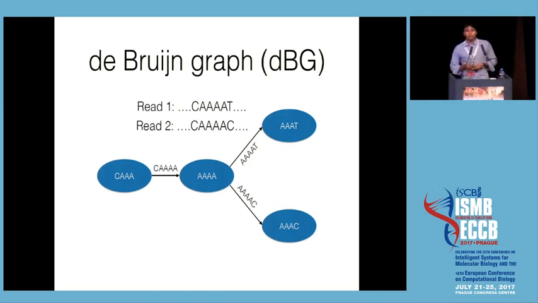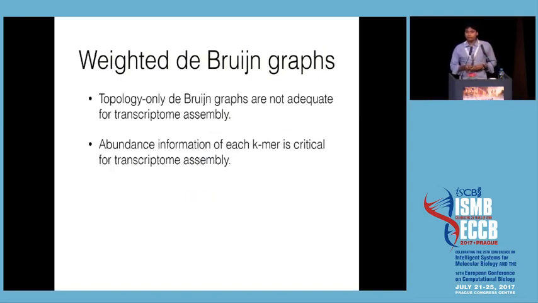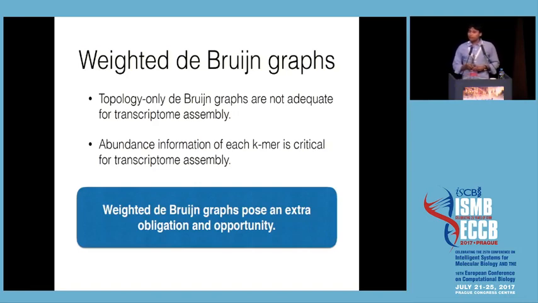However, there are many applications or analyses that need a little more information in the de Bruijn graph. For example, for transcriptomic analysis, topology-only de Bruijn graphs are not adequate, and they need the abundance information of each k-mer in the underlying data set. Storing the extra weight information in a de Bruijn graph is an obligation, but it is an opportunity at the same time. I'm going to tell you about this opportunity later in the talk: how we use the weight information to correct all the approximation errors in an approximate representation of the weighted de Bruijn graph.